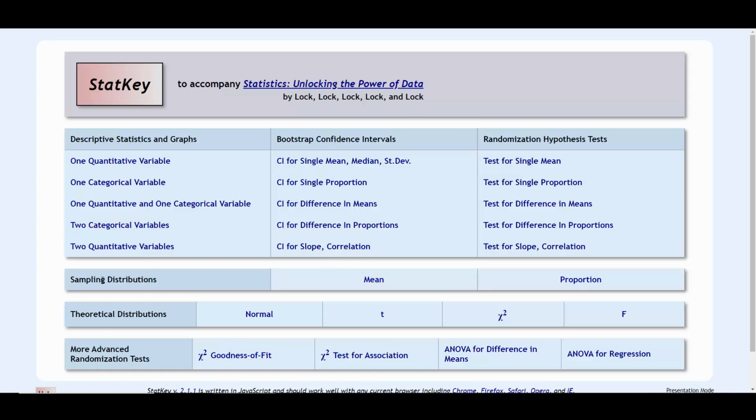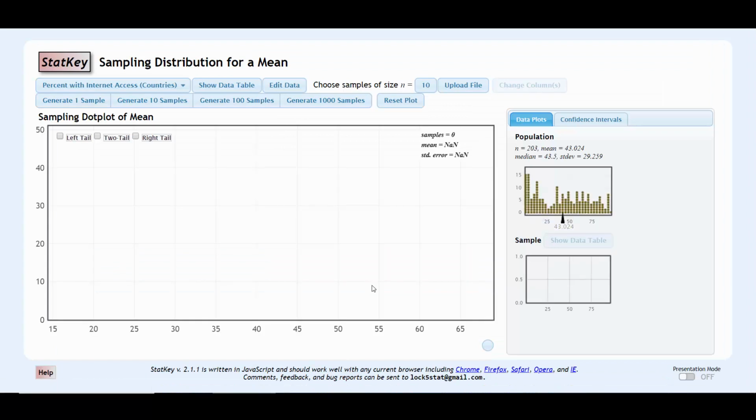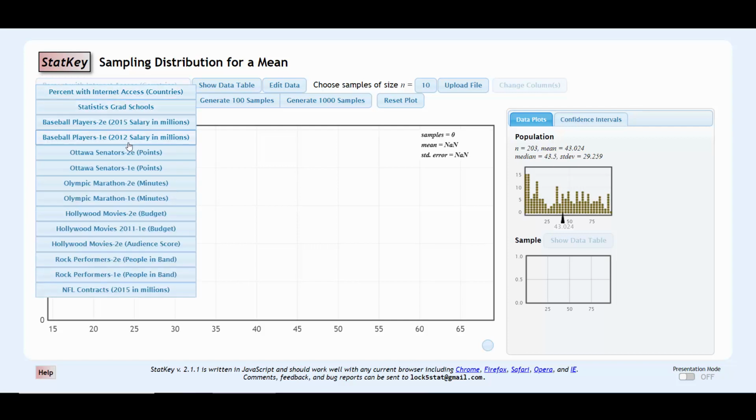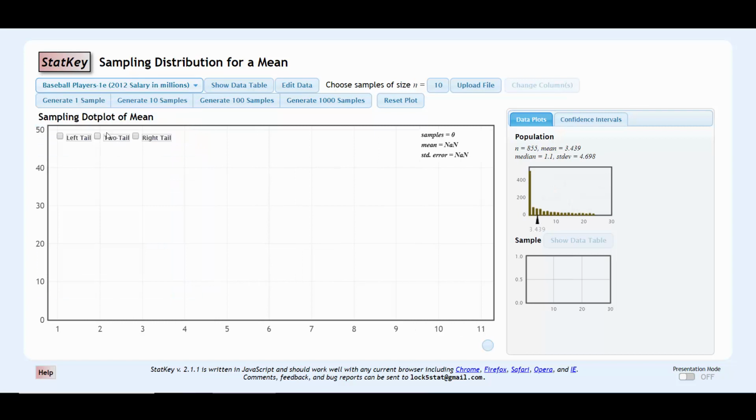So I'm going to click on that. You'll see this menu here. We're looking at sampling distributions right here. And we're going to do sampling distributions of the mean. Okay, we'll click on that. And it'll bring up a graph, and you'll see over here that it gives you some different options to play around with. And what we're going to do is I'm going to select baseball player salaries in millions. We'll do first edition. Okay. So it creates a population for us to experiment with.